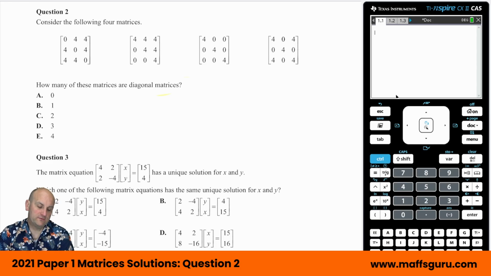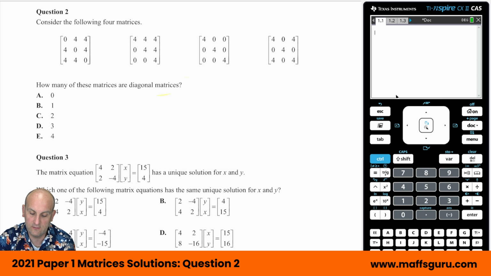Consider the following 4 matrices. How many of these matrices are diagonal matrices? Okay, so I'm just going to quote this. A square matrix is called a diagonal matrix if all of the elements off the leading diagonal are 0. So all of the elements off the leading diagonal must be 0. The elements on the leading diagonal may or may not be 0.